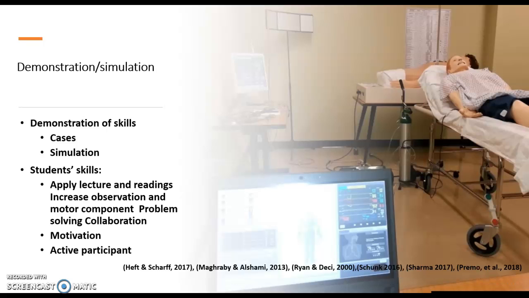This teaching strategy allows the instructor to demonstrate an exemplary example of skills, Heft and Scraft, 2017. This type of demoing can showcase the skills needed to perform in the real world as professionals. For the students, this allows several things. It allows them to apply information learned in lectures and reading to the hands-on learning, Sharma, 2017. It increases observational and motor skills of the students. The students will have to watch the demo, and then they need to be able to execute the motor skills themselves. The hands-on experience can connect dots for healthcare students, specifically occupational therapy students.